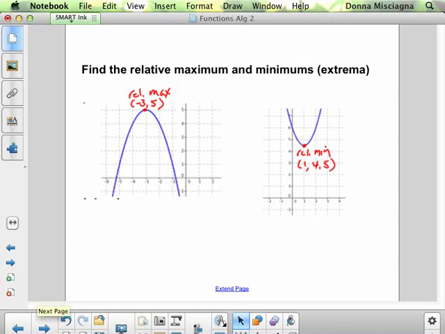So all you have to do from a graph is just look for the lowest or highest point in a region to find your relative extreme.